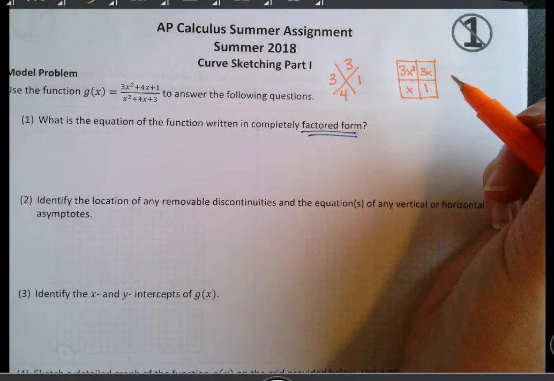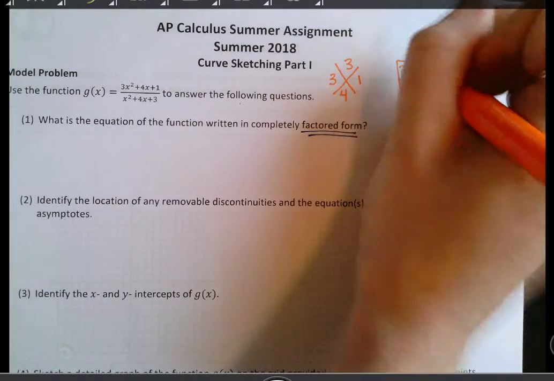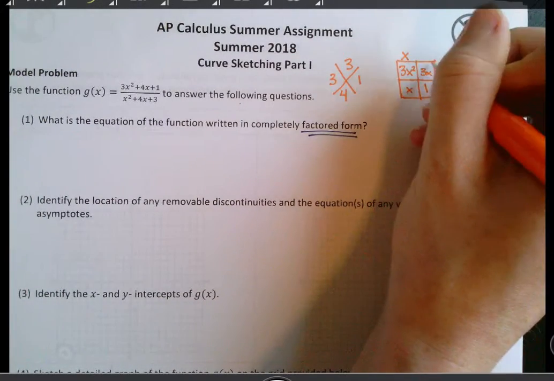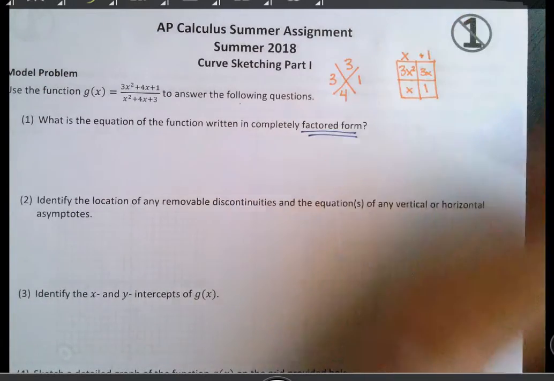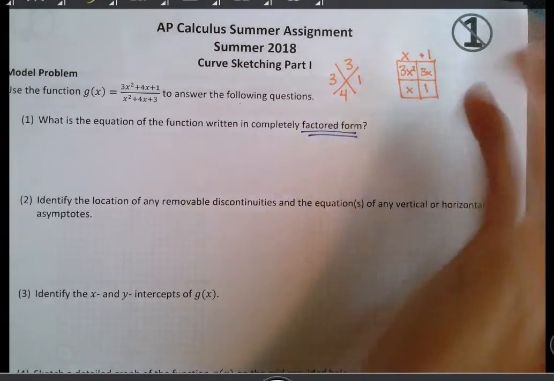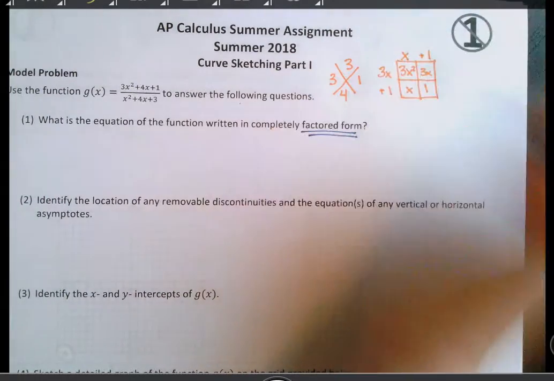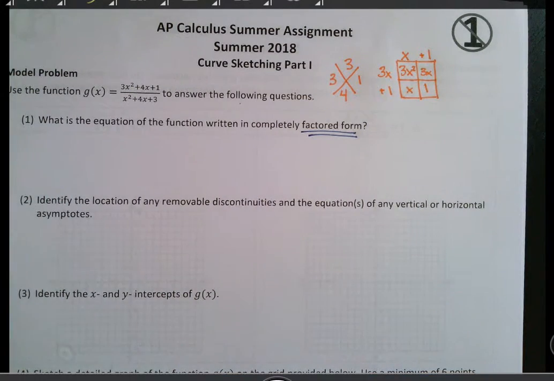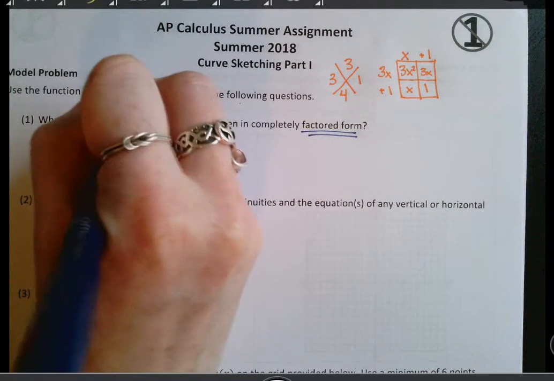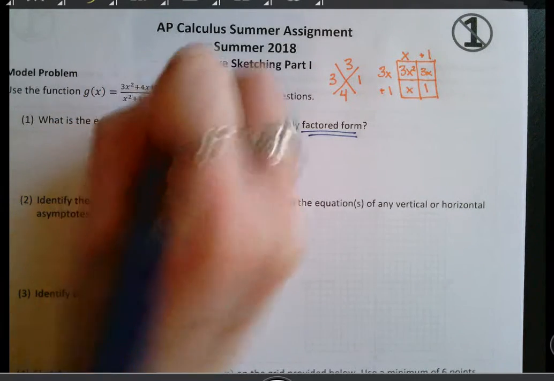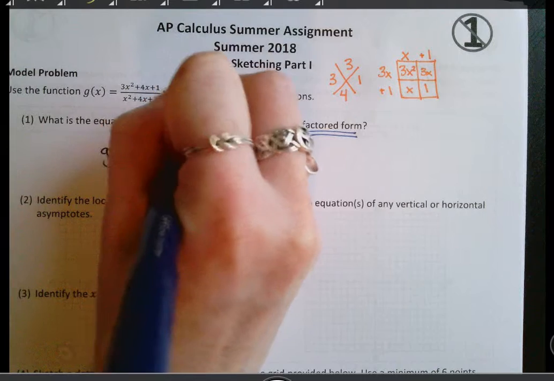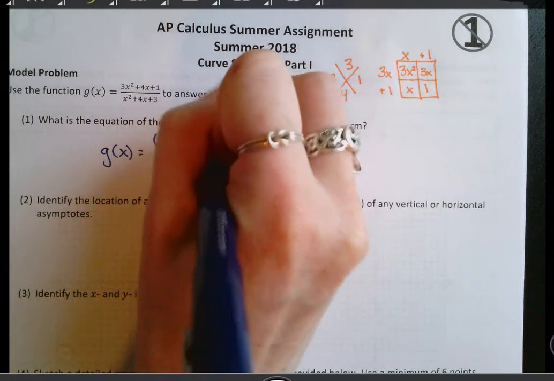So if I'm looking here, I'm saying, okay, well, I'm going to take an x out of each of those. Here, I can take a 1 out of each of those. They have nothing in common. Here, they both have a 3x. And here, the same thing, they only have a 1 in common. So far for my function, if I write that down here, g of x, on the top we're going to have an x plus 1 times a 3x plus 1.